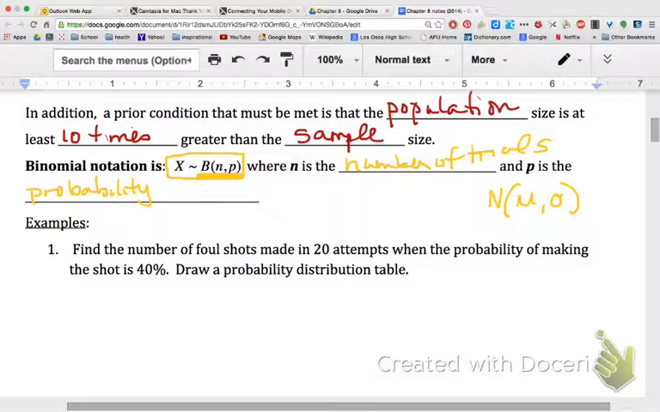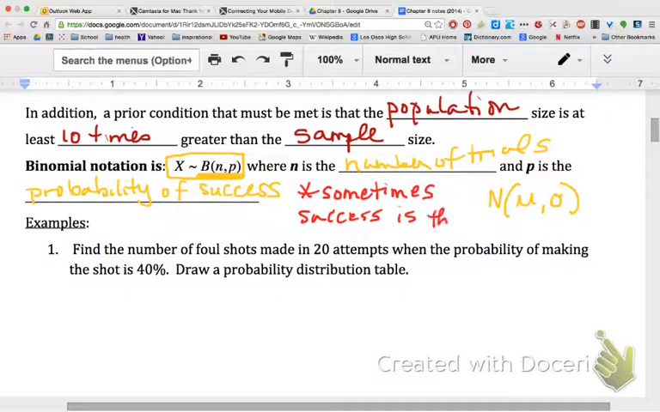Now, you have to be careful about what p actually is, so we're going to put a little note here to ourselves: sometimes success is actually failure, because we're keeping track of the number of fails. So pay attention to that. We sort of use that term loosely, that it's the probability of success. Success is what we're after.